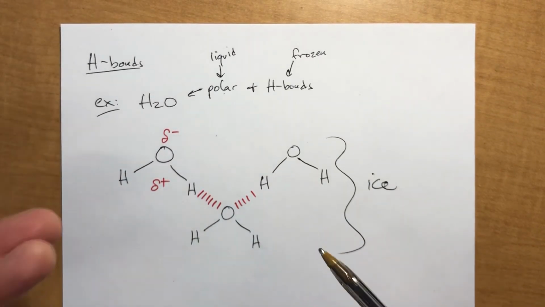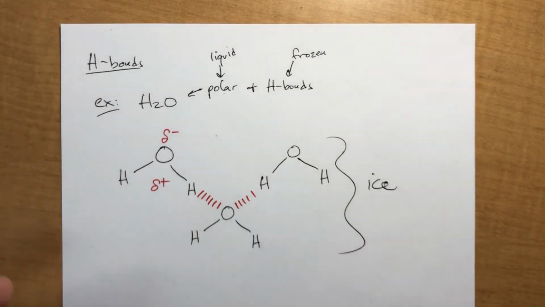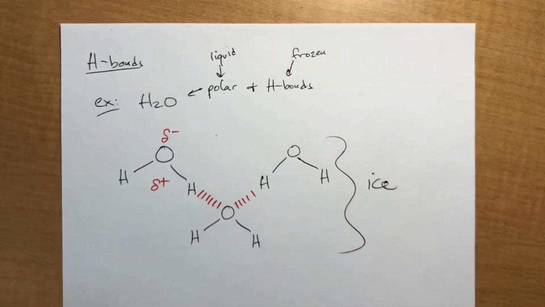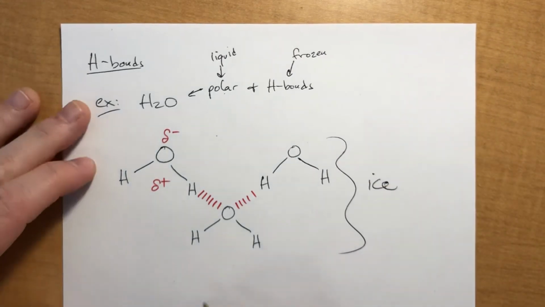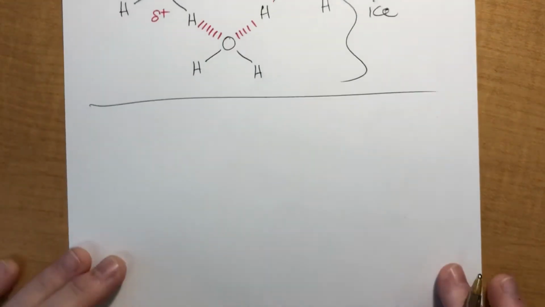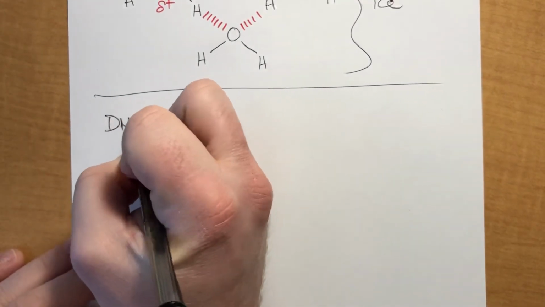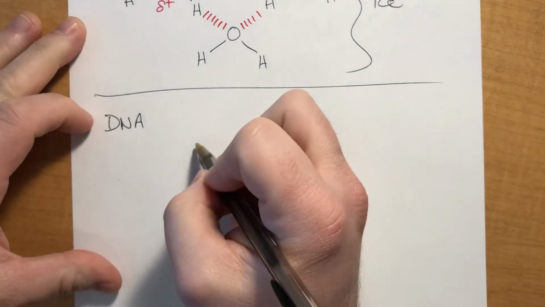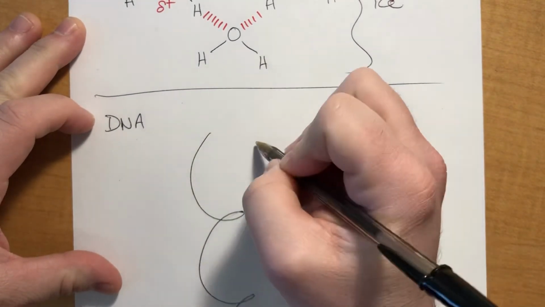This is unique stuff. I don't want to dwell on this too much, but water is a super weird molecule, and it's mostly because of the presence of hydrogen bonds, okay? Another example is DNA. I am not going to draw all the different base pairs of DNA. But essentially, if you look at DNA, I'm going to draw a really bad DNA.